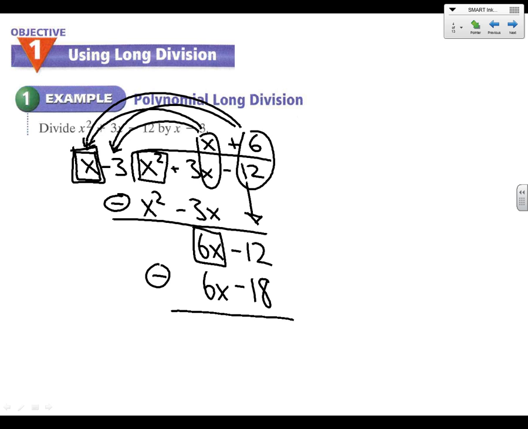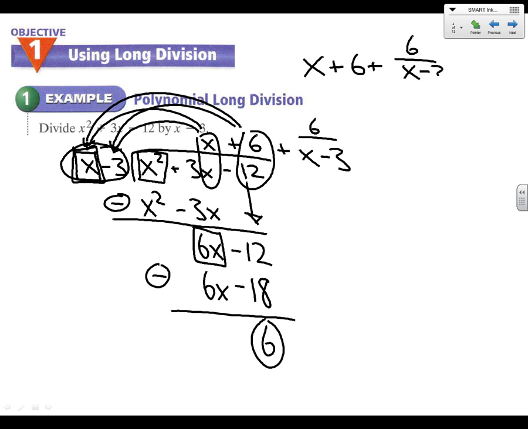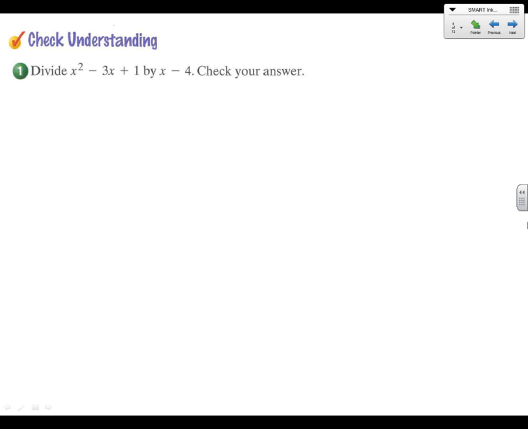Okay, and so now we've got 6x's cancel, minus 12, and then minus the -18 turns into plus that, so we're going to have positive 6 down here. Okay, and the way we write the remainder is plus 6 is our remainder. We're not going to write R6. With the remainder, we're going to say 6 over whatever the divisor was, x minus 3. So I know this has gotten a little messy. Let me rewrite the final answer. X plus 6 plus 6 over x minus 3. Okay? All right, so those are all the steps. Go ahead and see if you can do the exact same things on number 1.